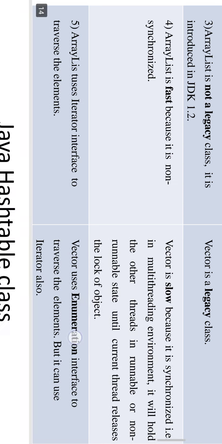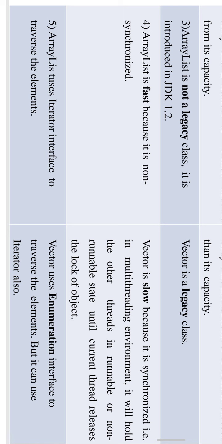In the earlier examples also we specified that. Generally array list uses the iterator interface to traverse the elements. Vector also uses the iterator, as well as the enumeration interface to traverse the elements. So vector can use another type of interface to traverse the objects which are under the collection.